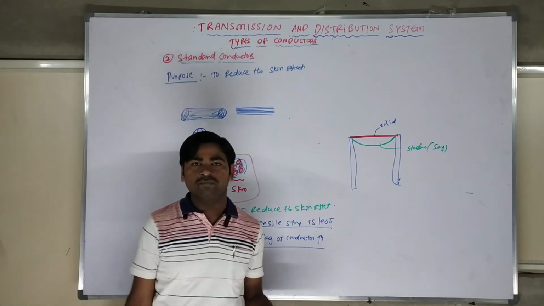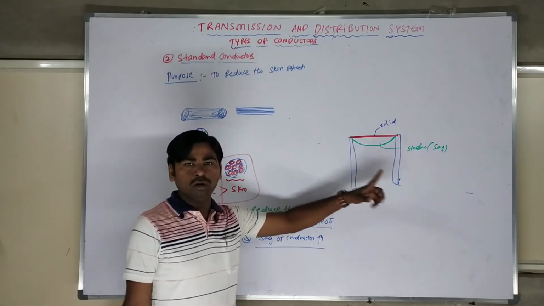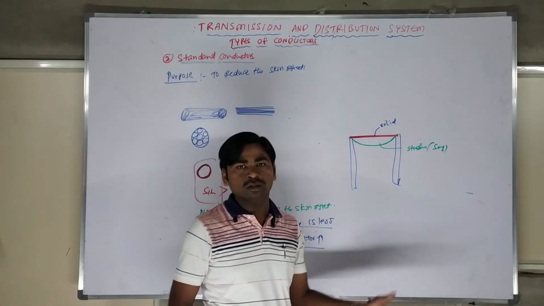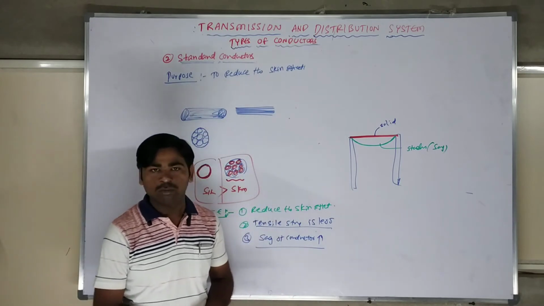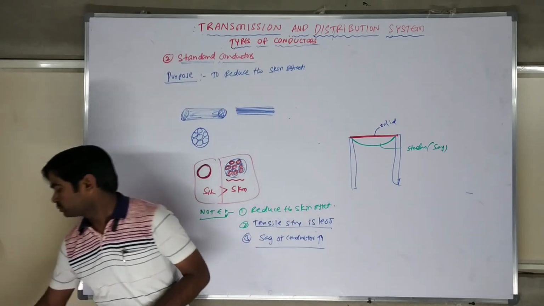We have overcome the skin effect, but we have a problem with the sag of the conductor, because when sag is very high, automatically there is no public safety. The public may have chances to touch it, and they may get hurt or die. So this is the drawback of these stranded conductors.